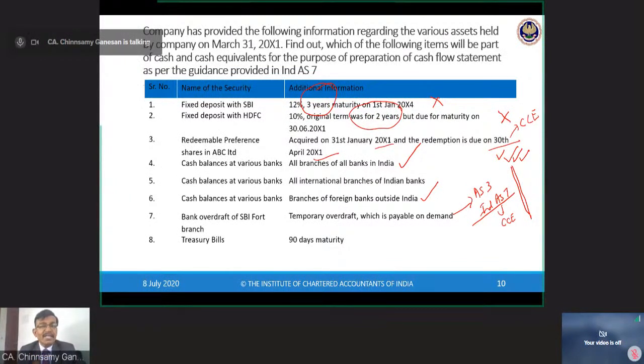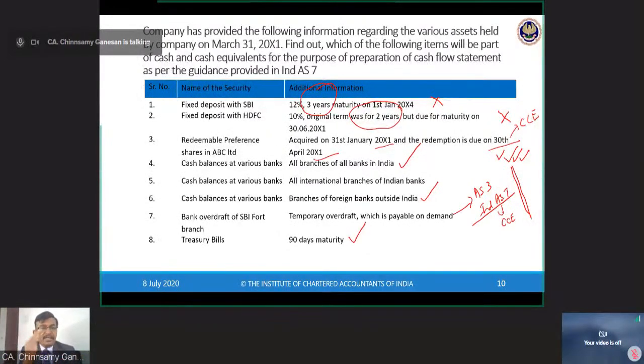Treasury bills, which are 90 days maturity. So treasury bills, the entire amount of the bills outstanding, the entire amount will be collected on the 90th day. Short term, highly liquid, readily convertible into cash. Risk of realization is not there. So this will also be considered as part of your cash and cash equivalent.